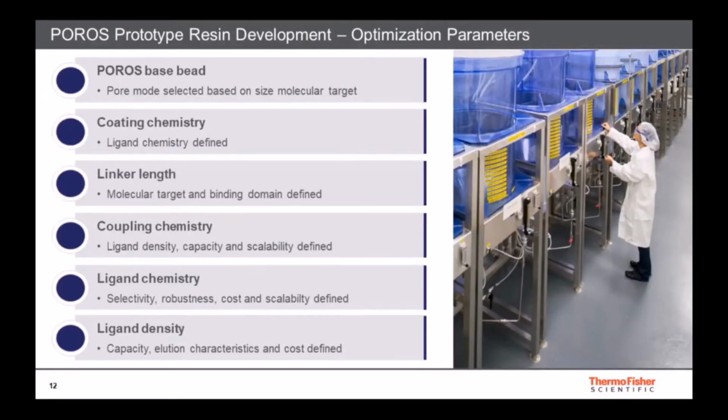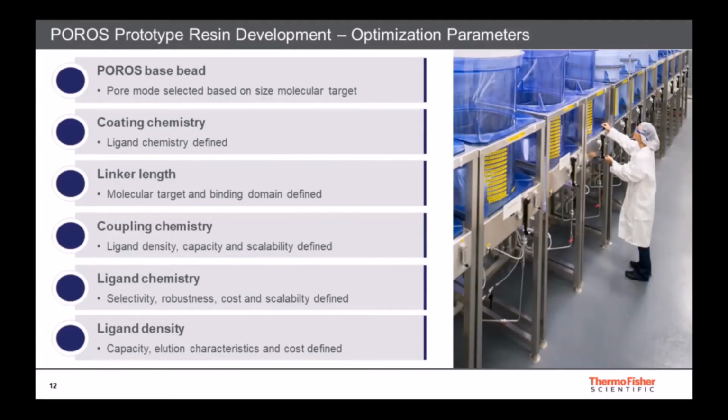So within Poros, what are the types of things that we evaluate? What are the properties and parameters that we can play with when we're developing those custom resins? So one is the base bead. So we have 5 different base beads we can use within the Poros family. They have different porosities and different pore modes. So depending on the molecule you're trying to target, we can choose the best one for that type of separation. Coating chemistry. So these are polystyrene divinyl benzene. We need to render them hydrophilic.